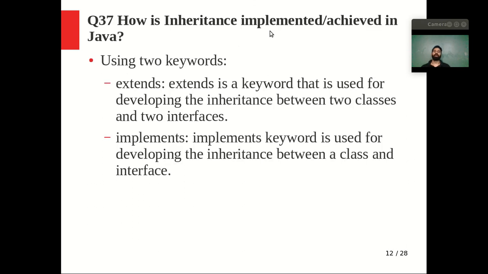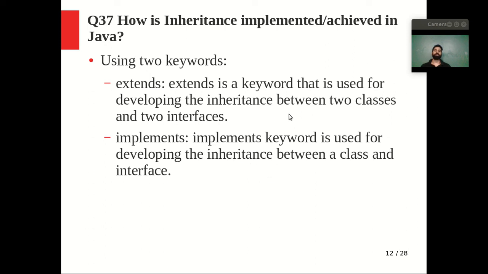The next question is: how is inheritance implemented and achieved in Java? This can be achieved using two keywords: first, extends, and second, implements. So if they ask how you can achieve inheritance, you have to say we can achieve it using two keywords, extends and implements. Extends is used for developing inheritance between two classes or two interfaces, right? And the implements keyword is used for developing inheritance between a class and an interface.